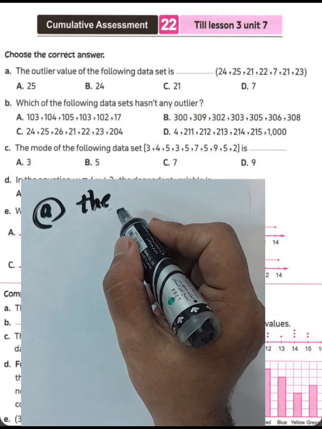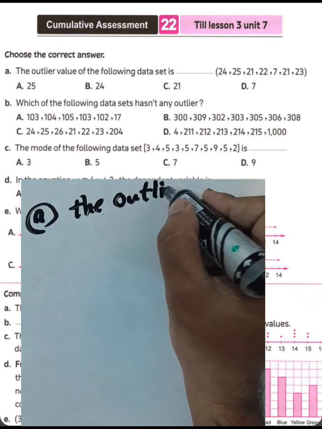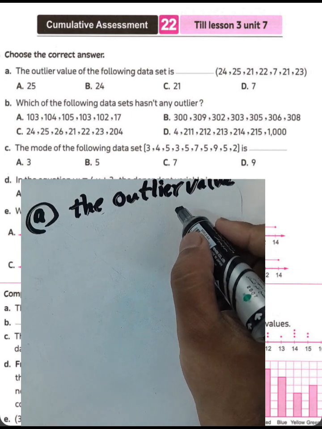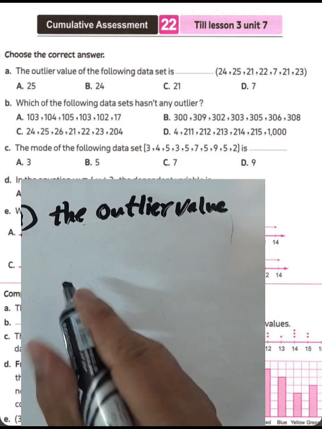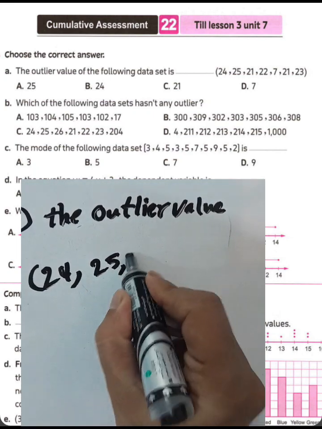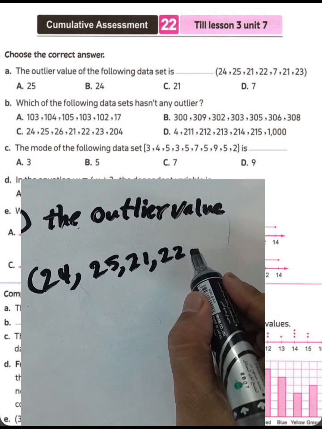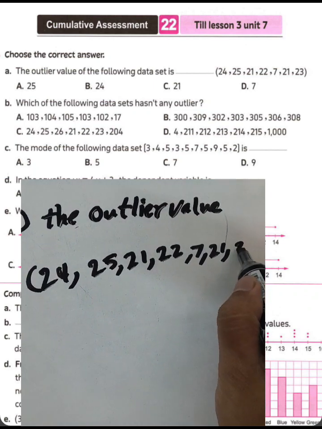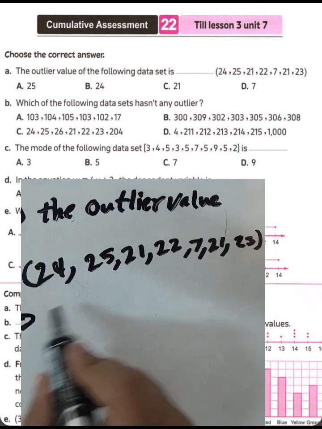The outlier value. What about outlier value? The outlier value of all this data set: we have 24, 25, 21, 22, 7, 21, 23. First step, we must arrange all the values from left hand side to right hand side.